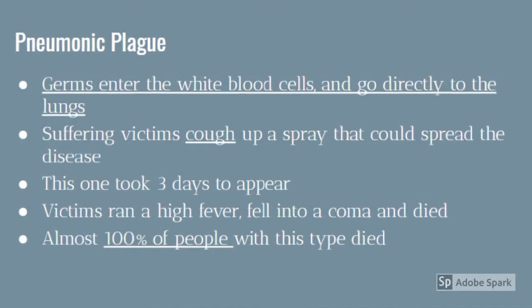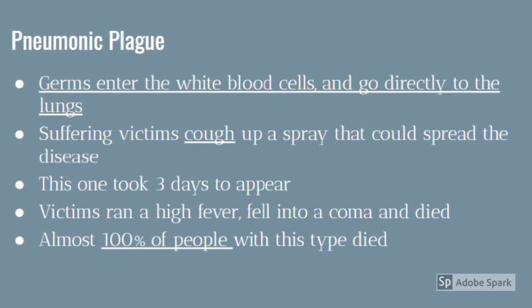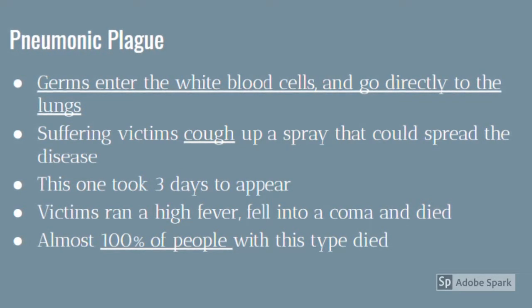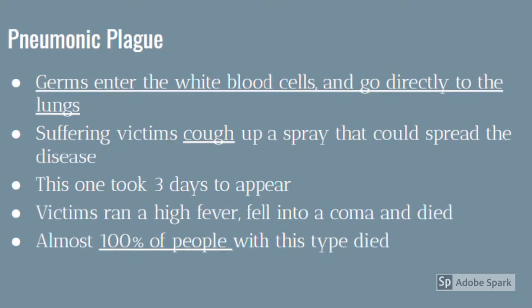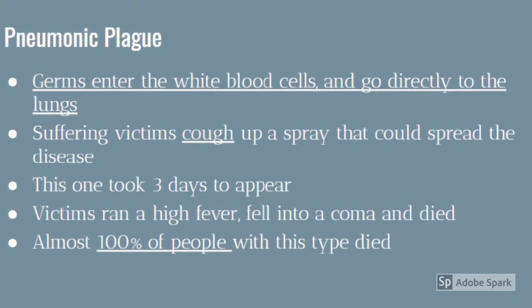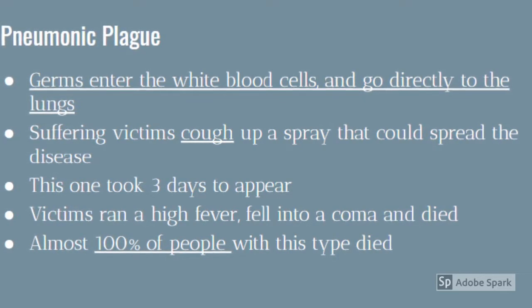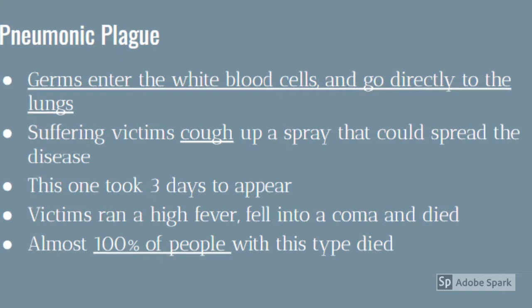In the pneumonic strain, germs enter the white blood cells and go directly to the lungs. This results in victims having a terrible cough that would spray blood and the disease. So if people didn't cover their cough, which most did not, then it infected the people that happened to be near them. This strain took about 3 days before symptoms would appear.